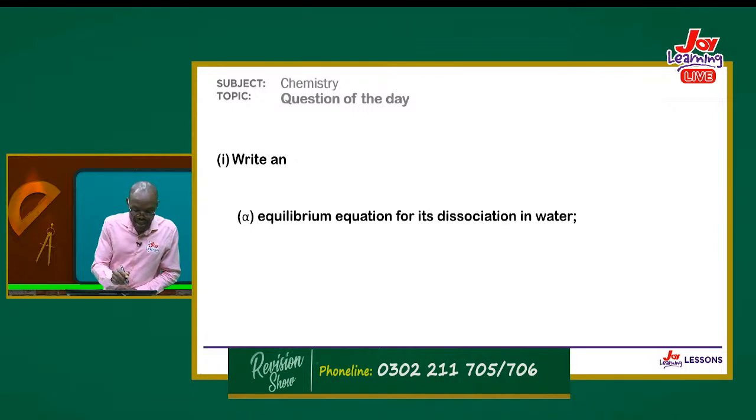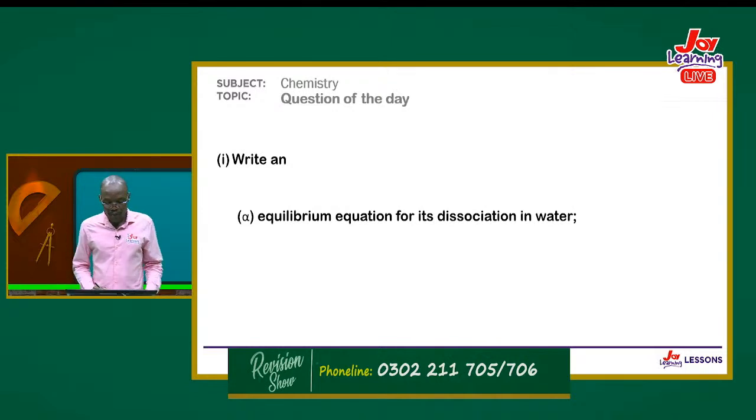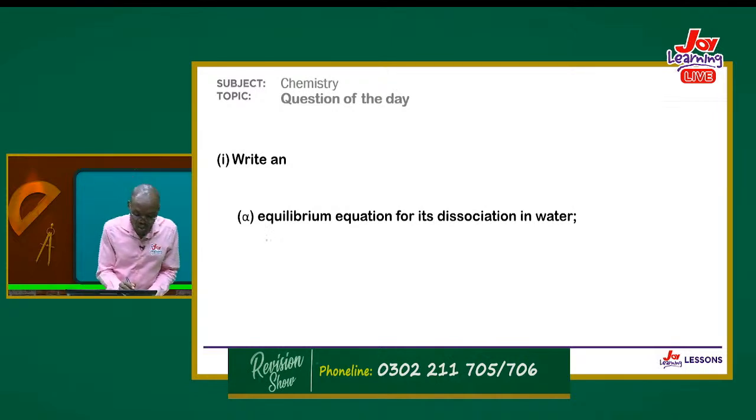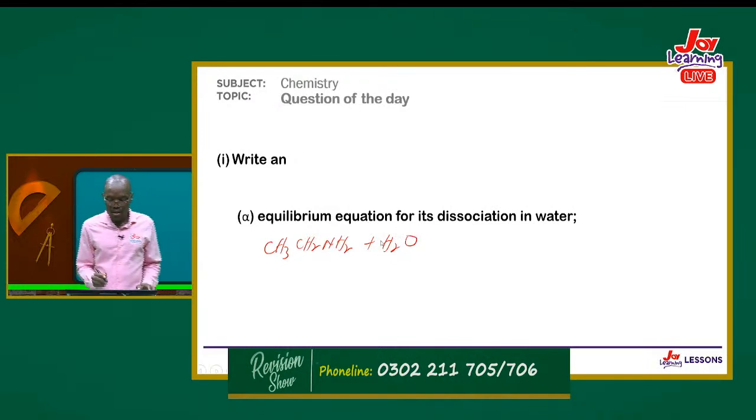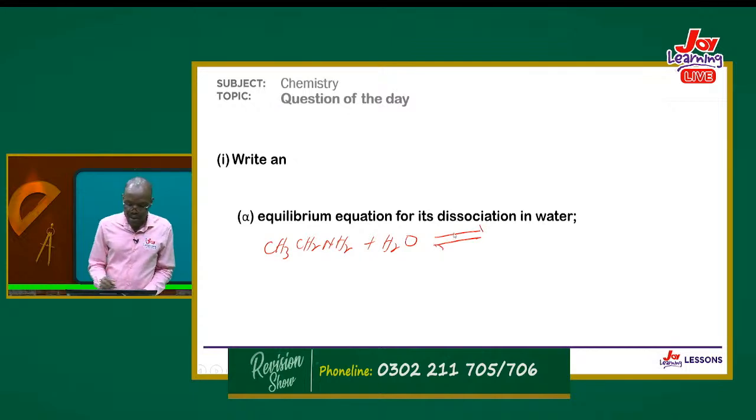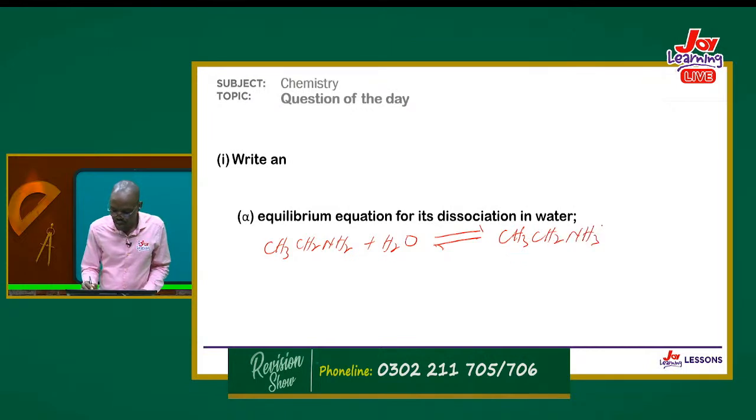Right, so write an equilibrium equation for its dissociation in water. So I have CH3CH2NH2 plus water. It is a weak base, so reversibly producing CH3CH2NH3 plus and OH minus.